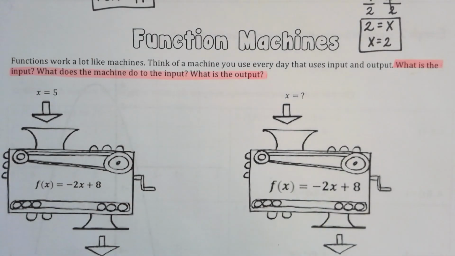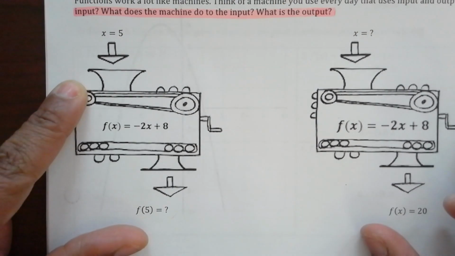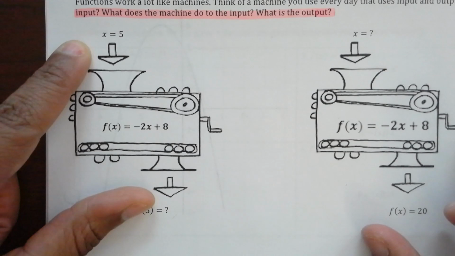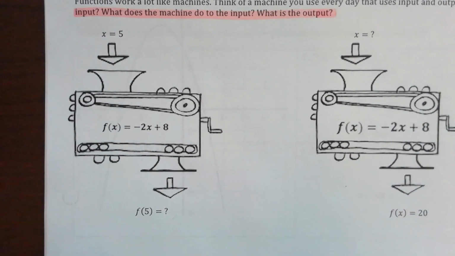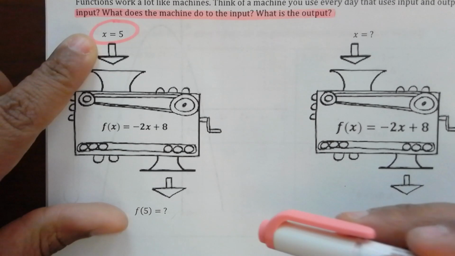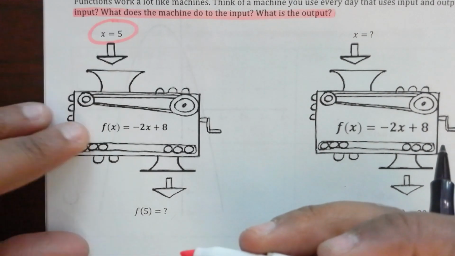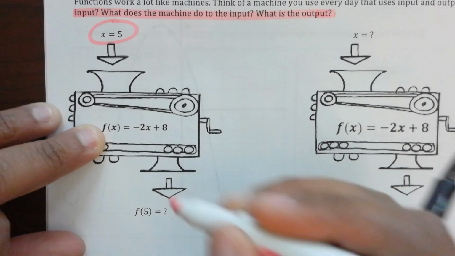Any questions? So if I'm looking at this first machine, they gave me x equals 5. Everybody see that? That's my first piece. X equals 5. So now I need to take this, put it into my machine, and this 5 goes in the place of what? In the place of what?